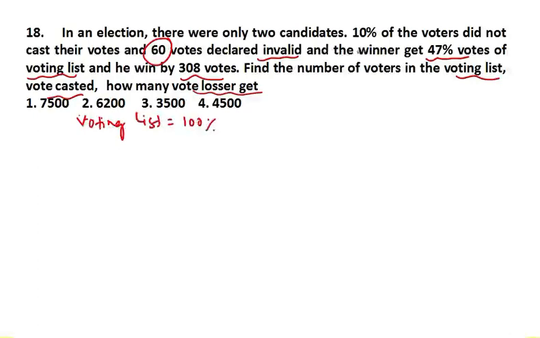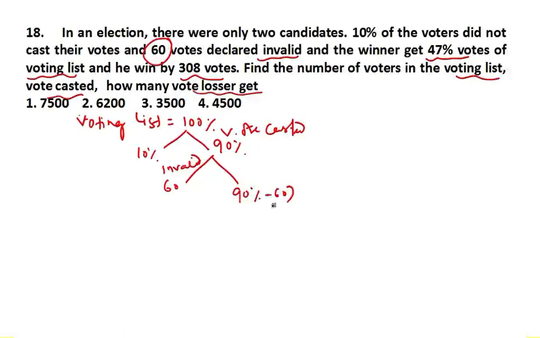Now 10% did not cast their vote. Out of 100, 10% did not cast their vote, means 90 people have cast their vote, and 60% vote is invalid. 60 vote is invalid. If 60 is invalid, then valid will be, this is vote cast, and 60 is invalid. So what will be the valid? Just 90% minus 60. Now this becomes my valid vote.